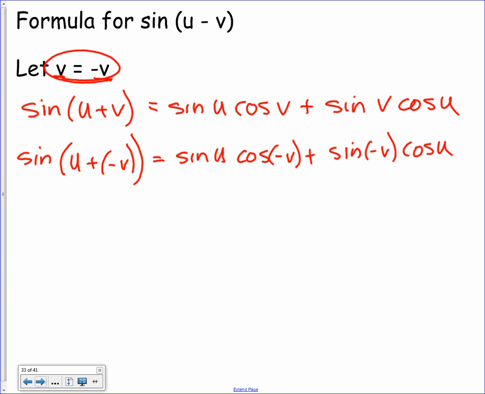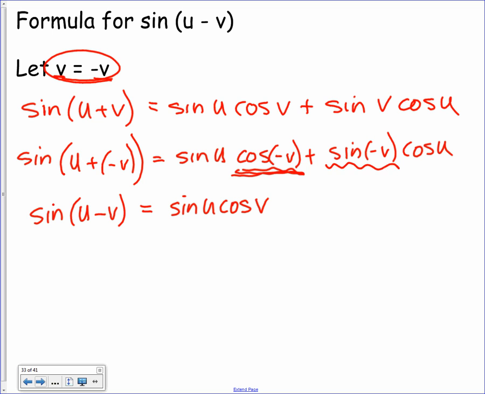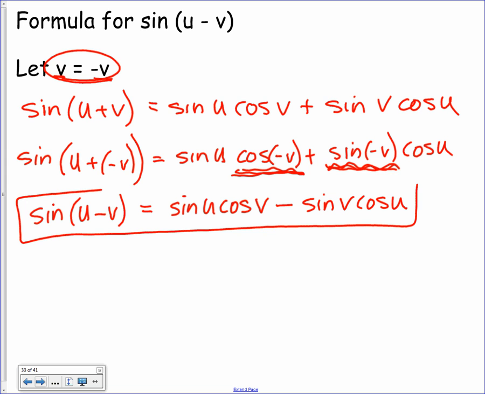Now, think about odd versus even. The left side changes into sine of u minus v. Cosine over here of negative v, cosine's an even function, so it doesn't change. Sine u cosine v stays put. However, the sine of negative v, sine's odd, so the sign will change. That negative sign comes out front, and we end up with sine v cosine u. All right. There's your formula for difference of angles for sine.